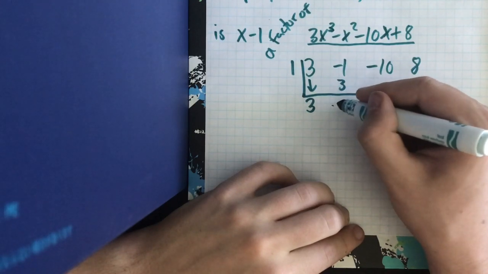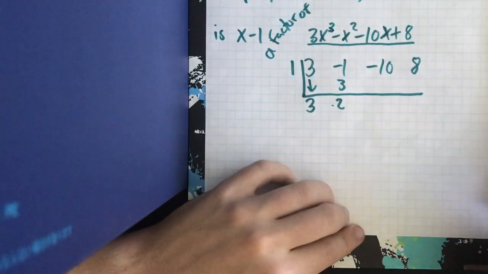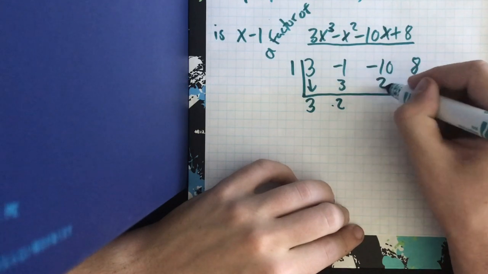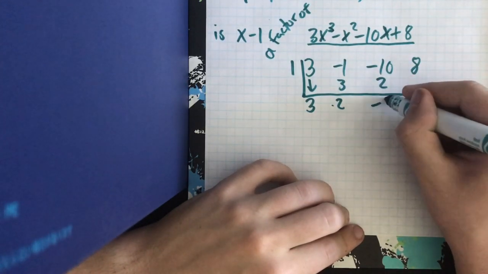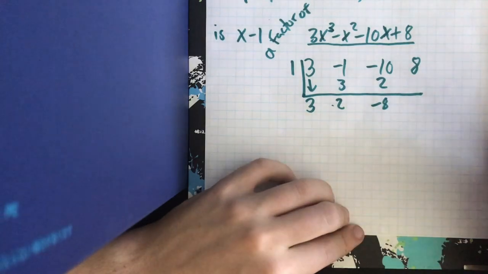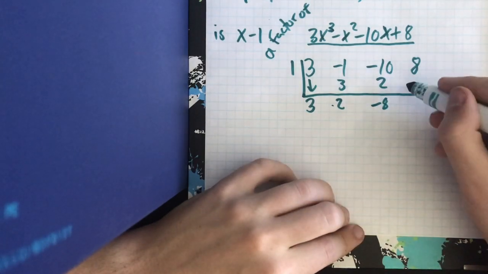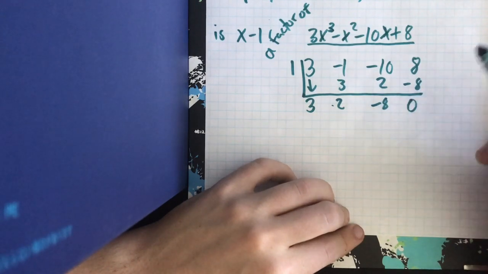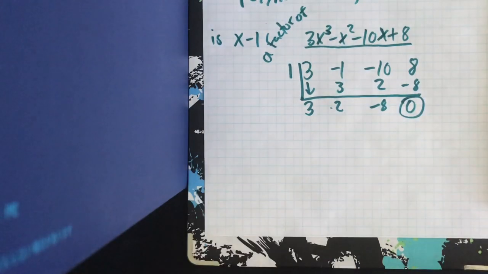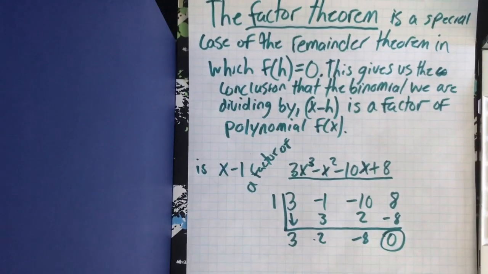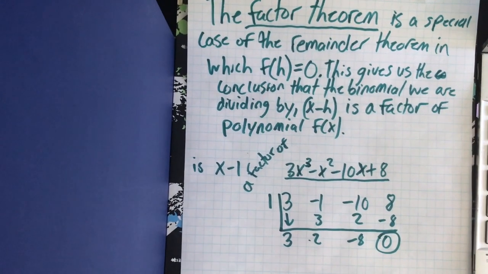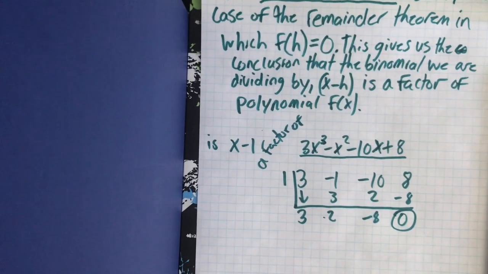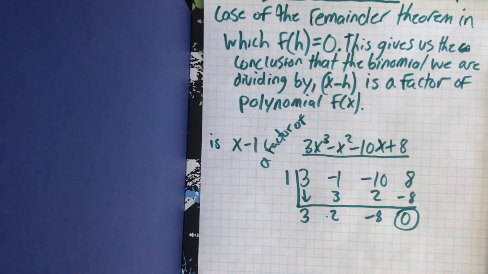Negative 1 plus 3 is 2. And then 2 times 1 is 2. Negative 10 plus 2 is negative 8, I apologize. And negative 8 plus 8 is 0. Our remainder is 0. And remember, our factor theorem states that if f of h equals 0, we come to the conclusion that the binomial we are dividing by is a factor of polynomial f of x.